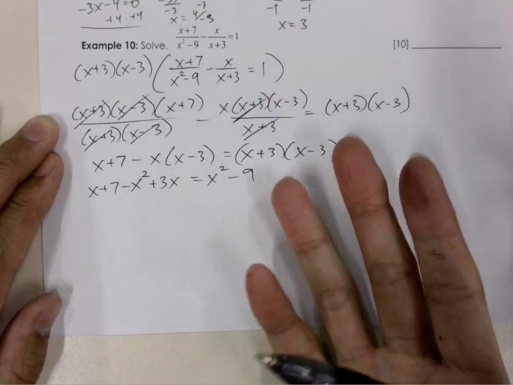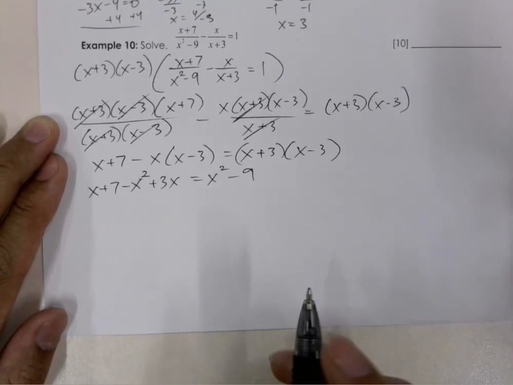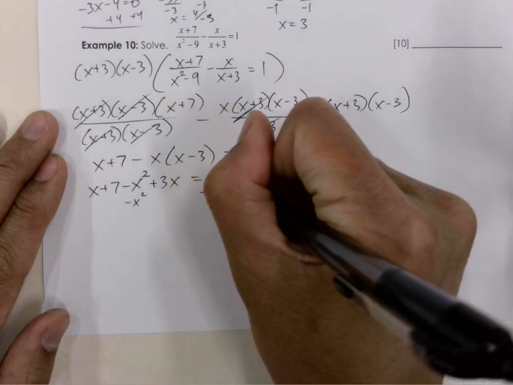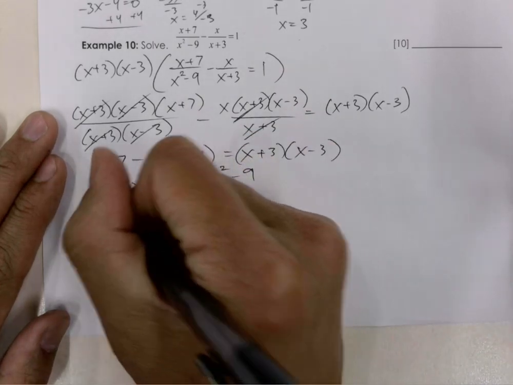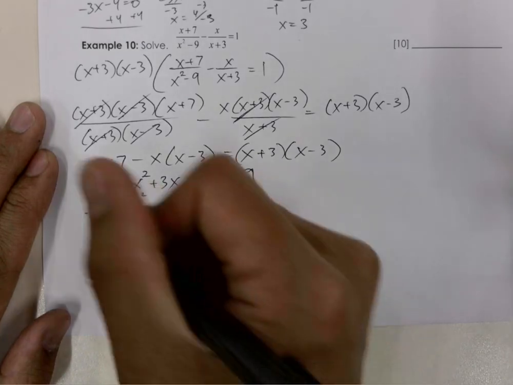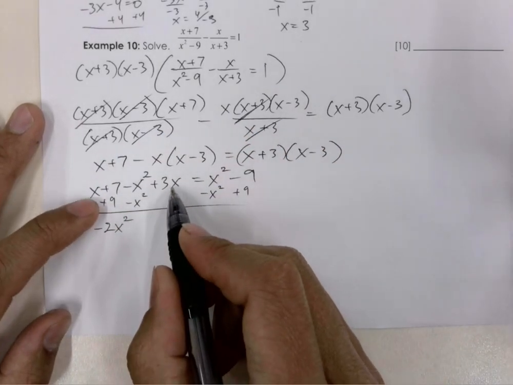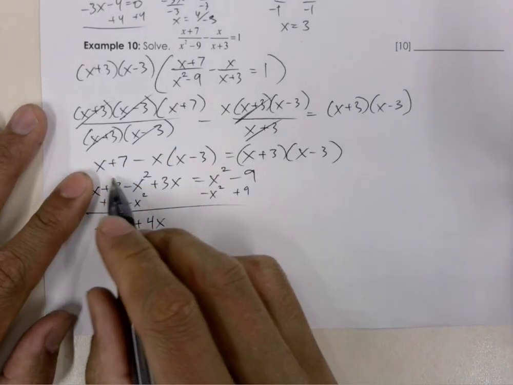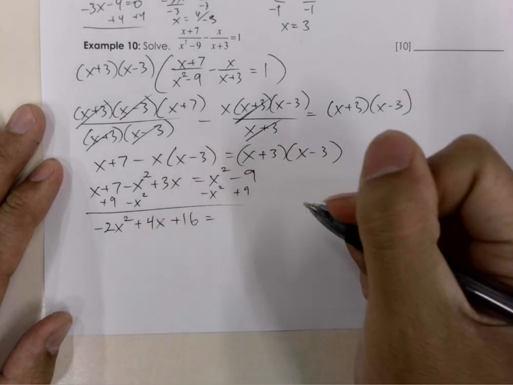Alright, so now we're going to move everything to the left side of the equal sign, set the quadratic expression equal to 0. So I'm going to subtract x squared, and I'm going to add 9 to both sides. Right. So what do we get? And also, let's go ahead and rearrange this left side in standard form. So it's going to be negative 2x squared. Next would be this x and the 3x, so I'm going to say plus 4x. And then lastly, it's the 7 plus 9 is going to be 16. Plus 16 is equal to 0.